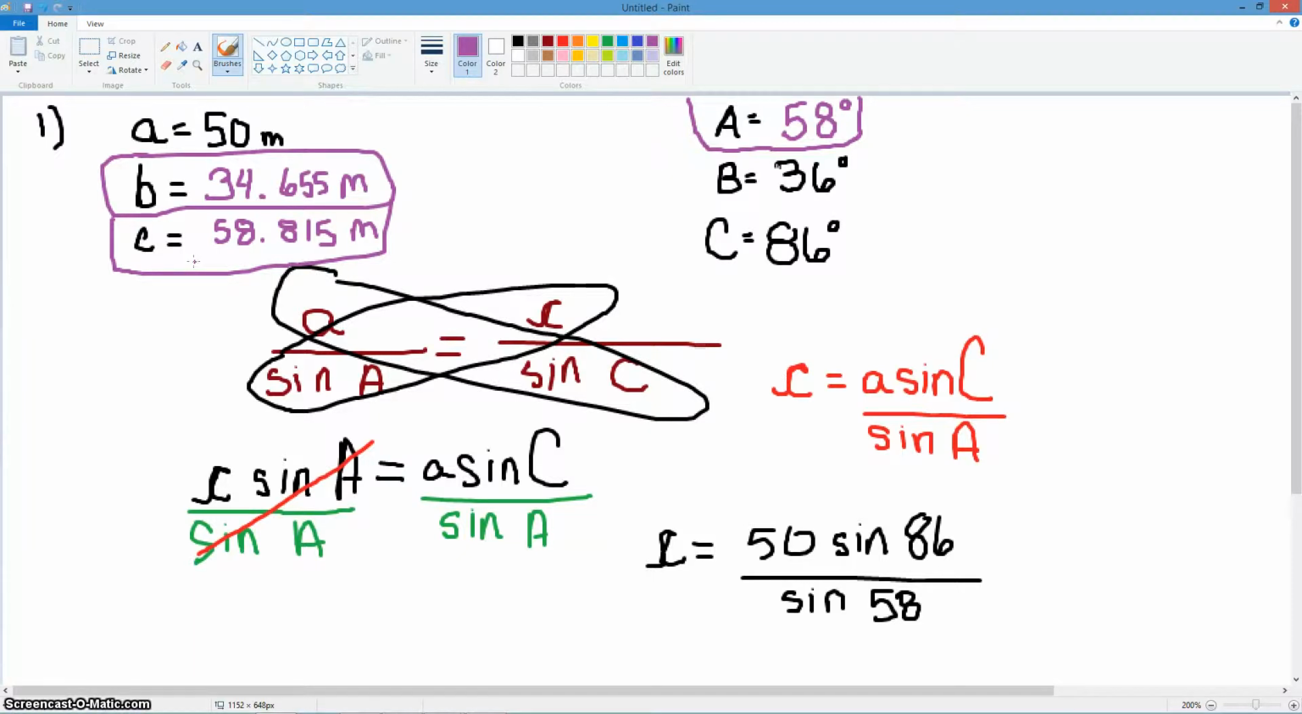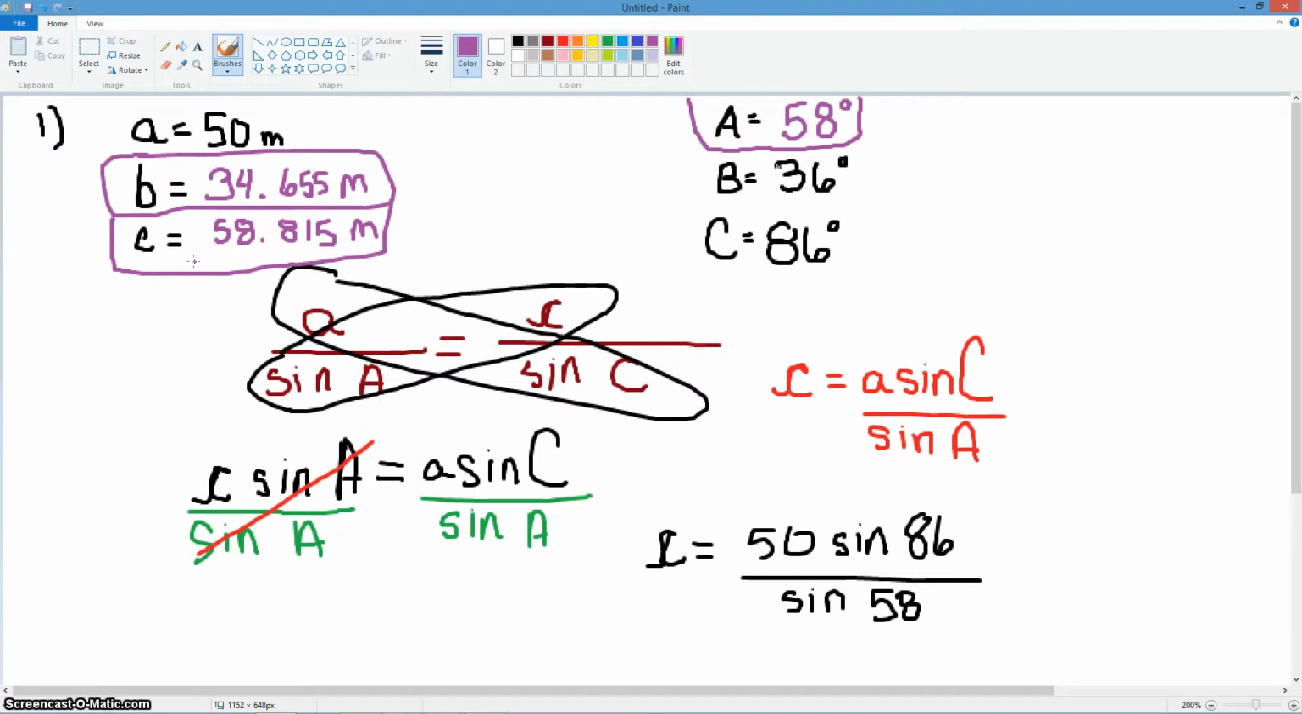Notice what number 8 says. It gives you angle B, angle C, side B. It says find side A. Sometimes before you find side A, you may have to find something else first. So please keep that in mind.